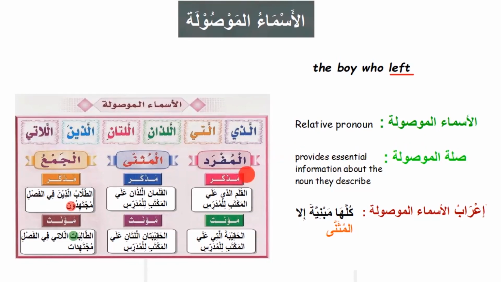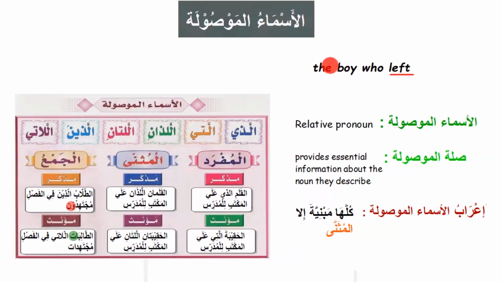Okay, so for example, just consider here al-kalamu allazi ala al-maktabi. So this part ala al-maktabi is what we term as silatul mawsula. So that's what they said provides essential information about the noun they describe. That is basically what gives you the information of the pen. Like here, this part of it, left, is what will give you information about the boy. But this who doesn't give you information of the boy. But this left is what will give you information about the boy.